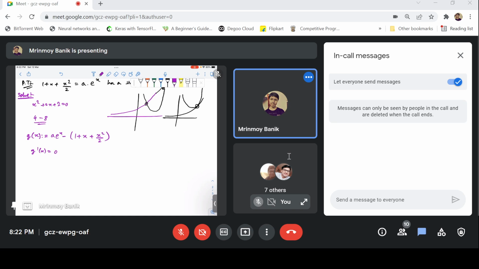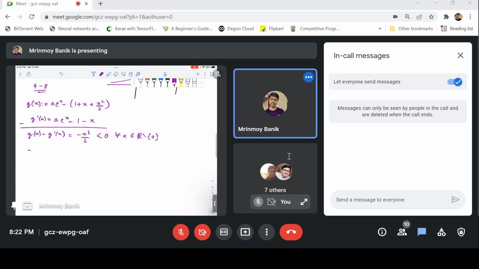What's the derivative? e power x minus 1 minus x. So now g dashed x. If we subtract the two, then gx minus g dash x equals minus x squared by 2. Right, so that's negative for all x in R without 0, which implies gx is again less than g dash x.